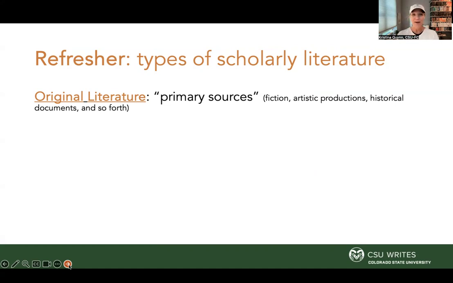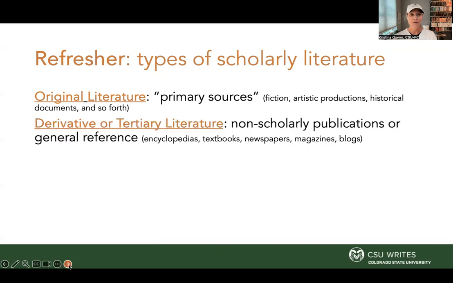So primary is a little bit trickier if you're in the sciences, but if you're in the social sciences, you will have literature that's primary sources. It could be newspapers, by the way, if you're doing a study of newspapers. But newspapers could also be derivative or tertiary literature, meaning they're non-scholarly publications. They could be general reference. They set the context perhaps for you talking about some sort of phenomenon that happens within a certain time period or something along those lines.